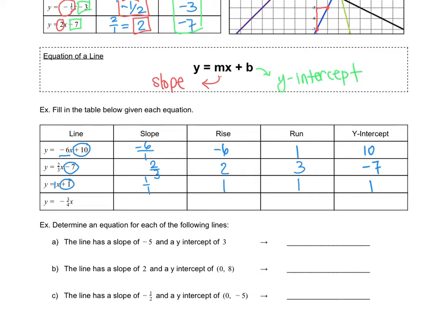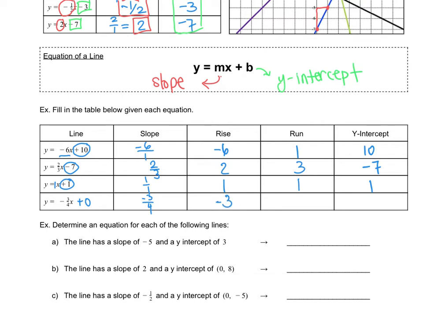Now finally, y equals negative 3 over 4x. There's no constant at the end, but I can always write plus 0 because adding plus 0 is not doing anything. Now my slope is negative 3 over 4. Take that negative and put it wherever you want, either on top or bottom. Normally people will put it on top.